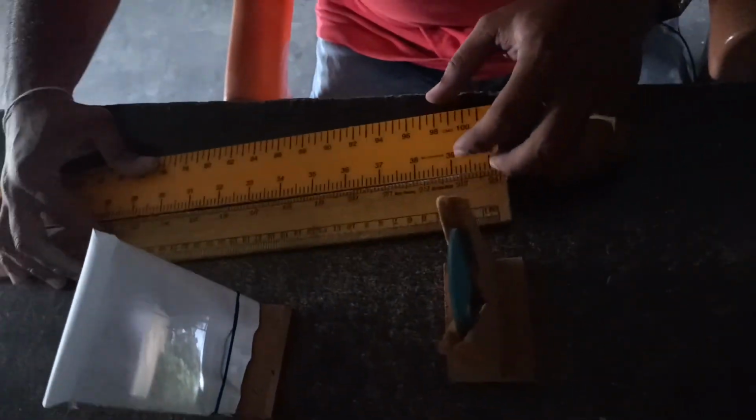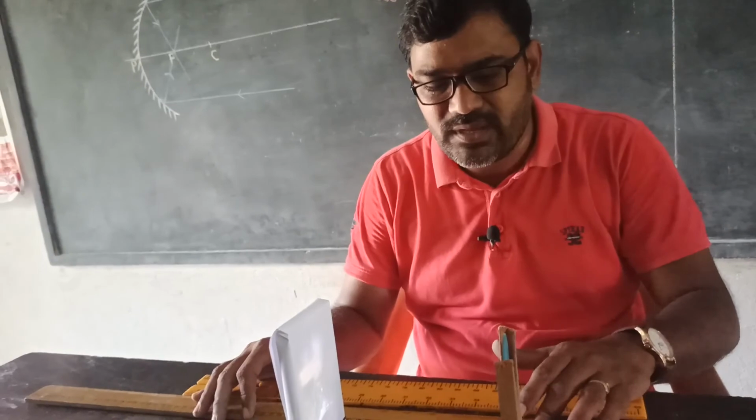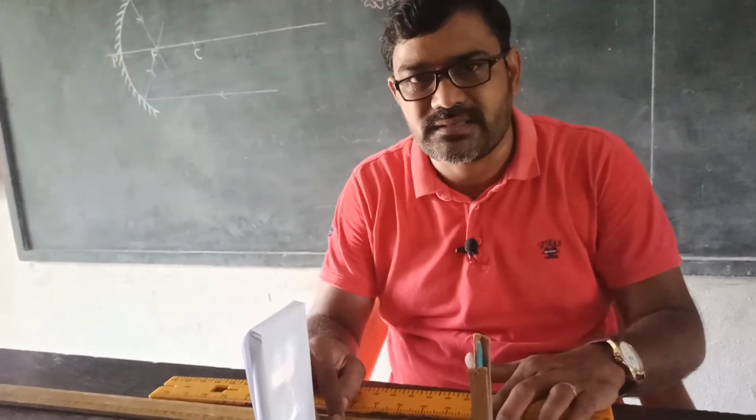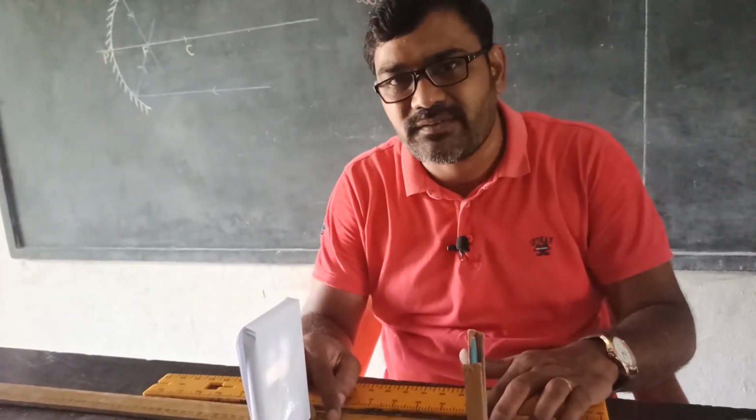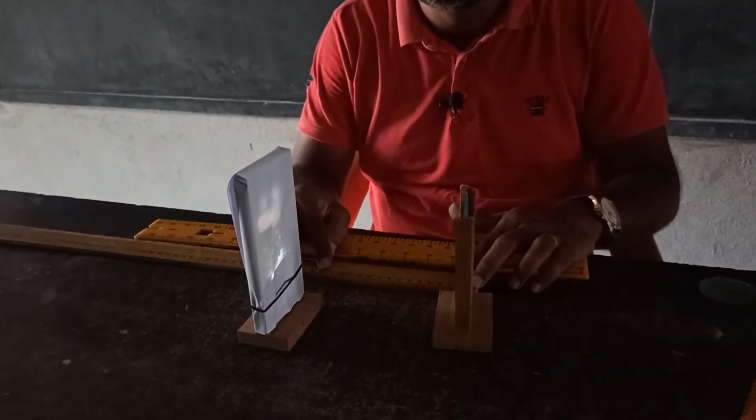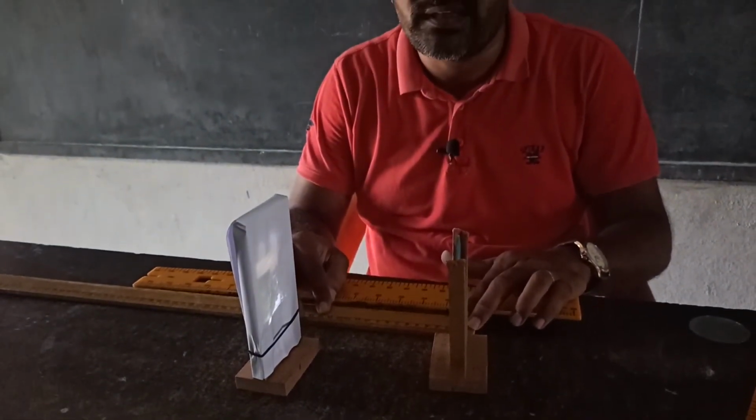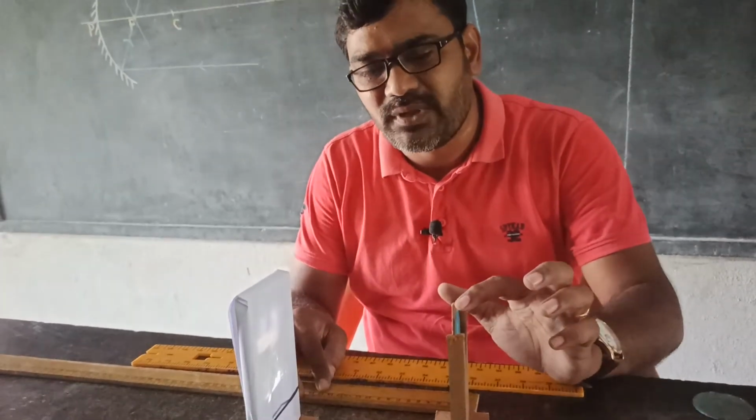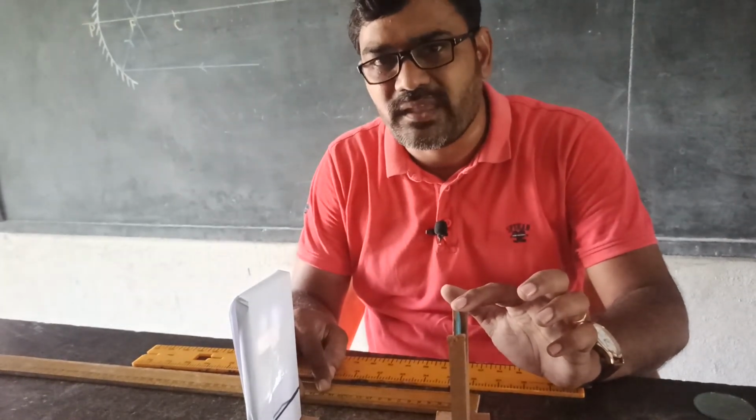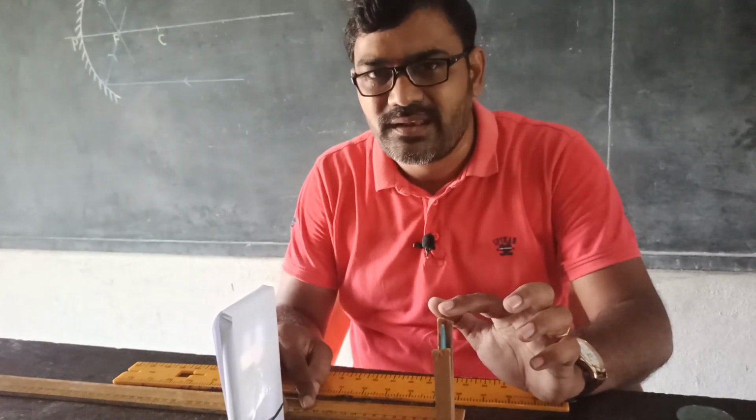We know that the radius of curvature is double the focal length. Here we get the focal length as 15 centimeters. And what would be its radius of curvature? Its radius of curvature is double the focal length, that is 2 into 15, which is 30 centimeters. So we can conclude that this mirror is obtained from a sphere of 30 centimeter radius.